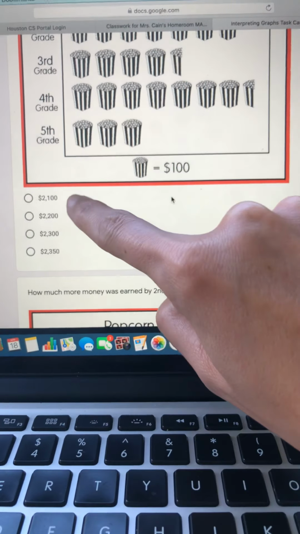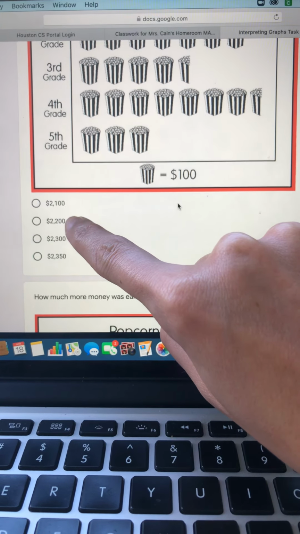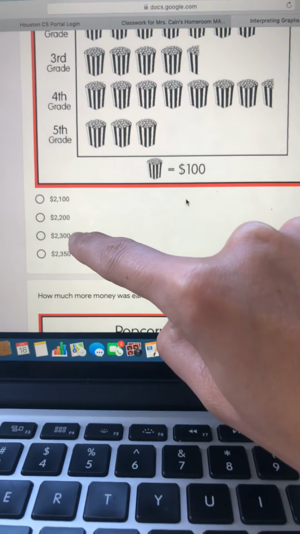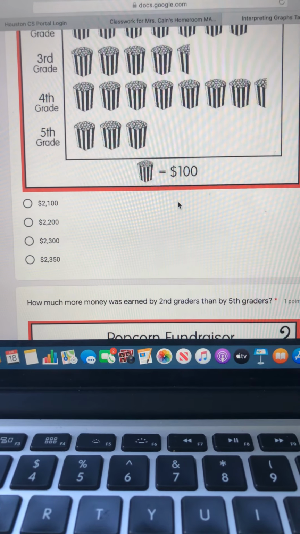All right, so is it $2,100, $2,200, $2,300, or $2,350?